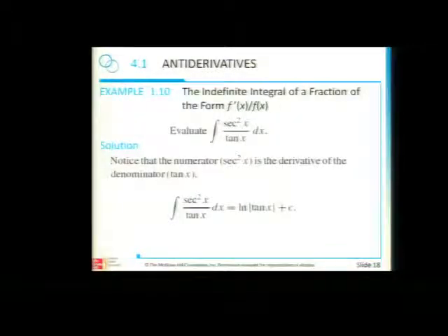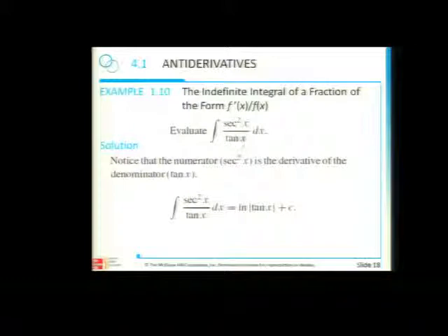Okay, another one. This can also be done using the method of substitution. But here, let's use the same rule, which is the integration of f prime over f, right? So we want to integrate this thing.